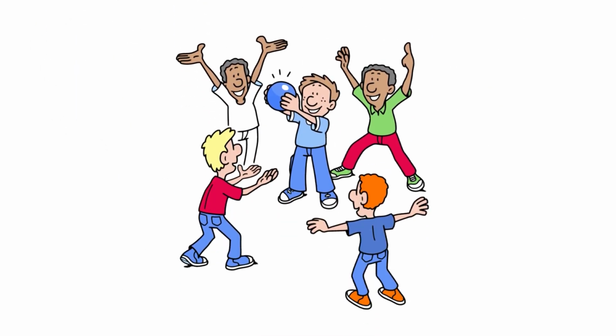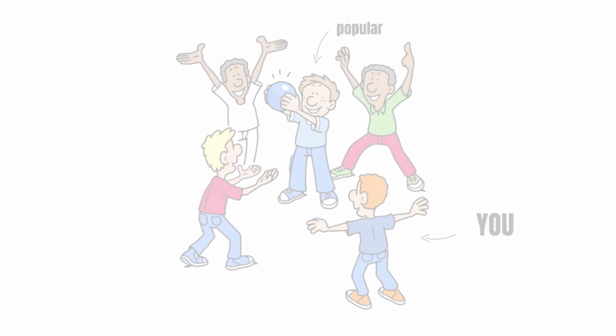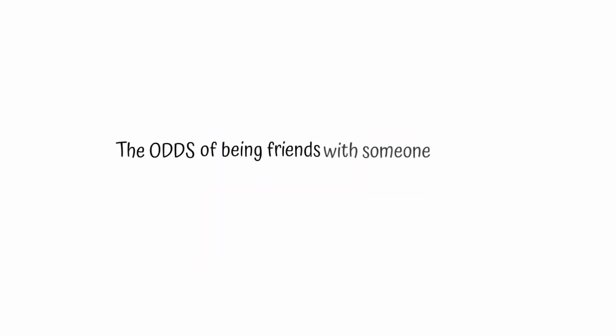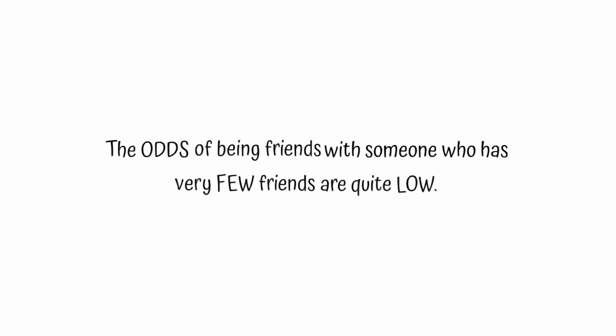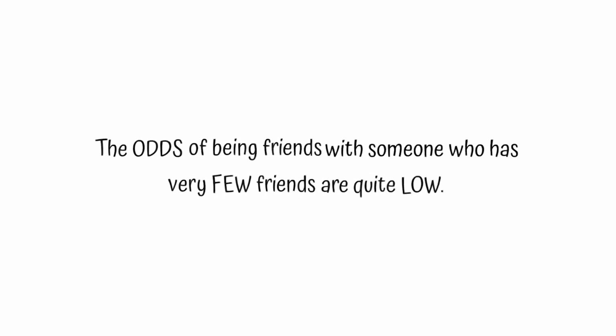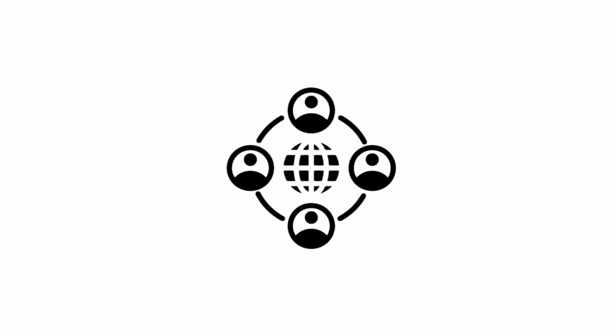In the case of social networks, it means that if someone has many friends, it's simply more likely you'll be one of their friends. In other words, the odds of being friends with someone who has very few friends are quite low. As I mentioned earlier, the friendship paradox also applies beyond real-life friendships. It's very obvious in online networks, for instance.